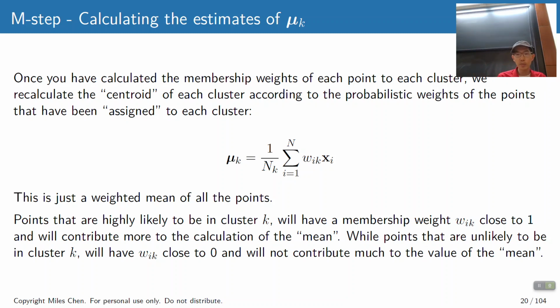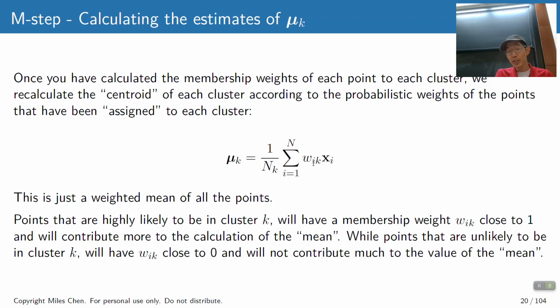You calculate the membership weights of all the points to each cluster, and then what we have to do now is recalculate basically the centroid, or the mean, of each cluster. And so to do that, we're just going to take the weighted mean of all the points of all of our x values. Okay, so our weights here could really be any value from 0 to 1.